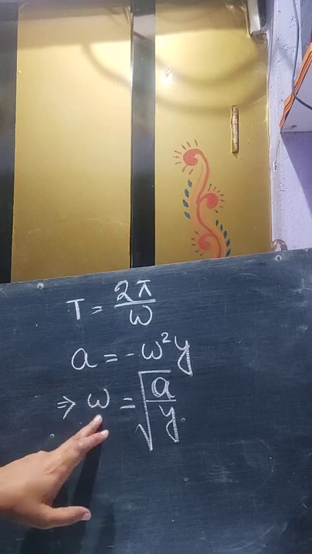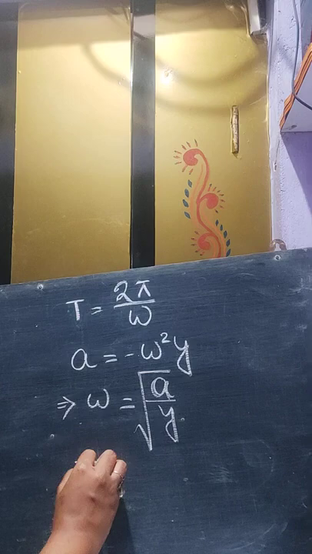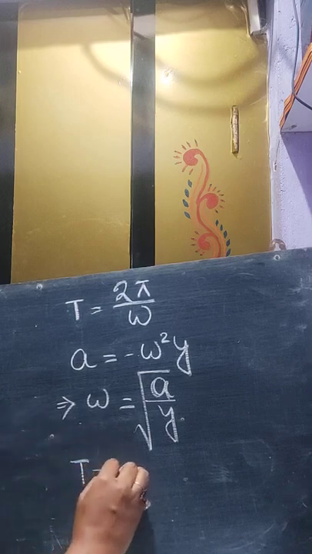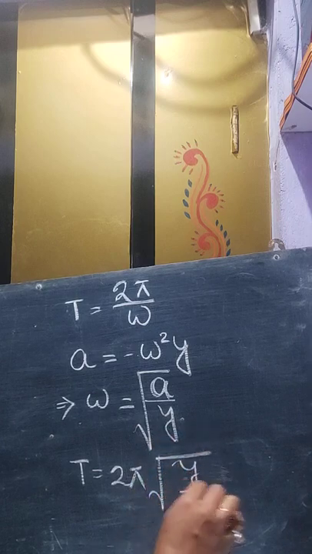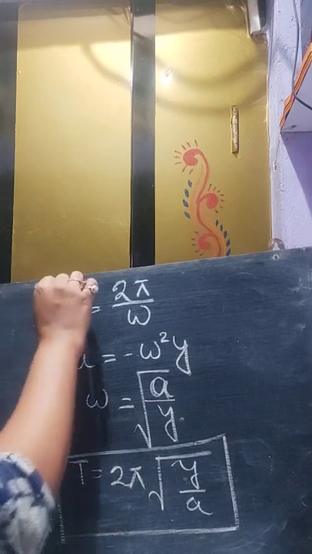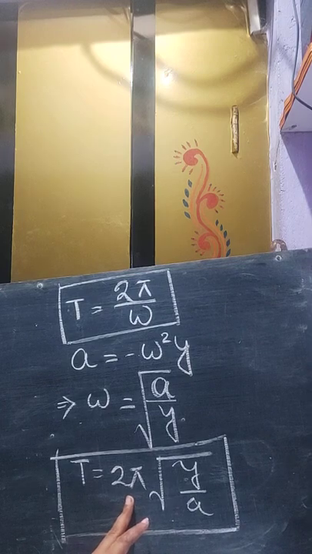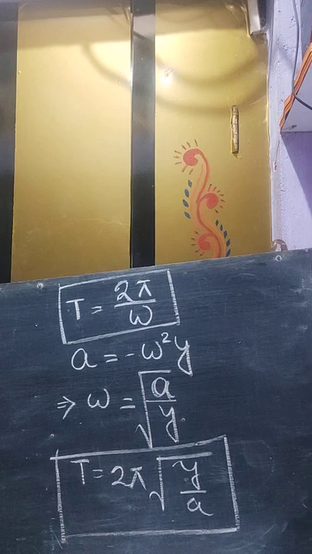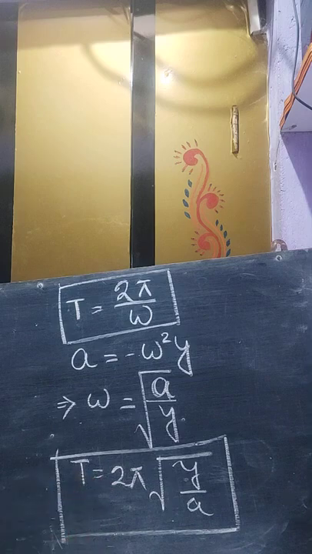So, instead of this omega, if I put it here, what will be the value of T? T will be basically 2 pi under root y by a. So, this is another expression. This is one general expression, and this is another expression of time period considering the acceleration and displacement. So, we can use this formula to determine the periodic time of SHM.